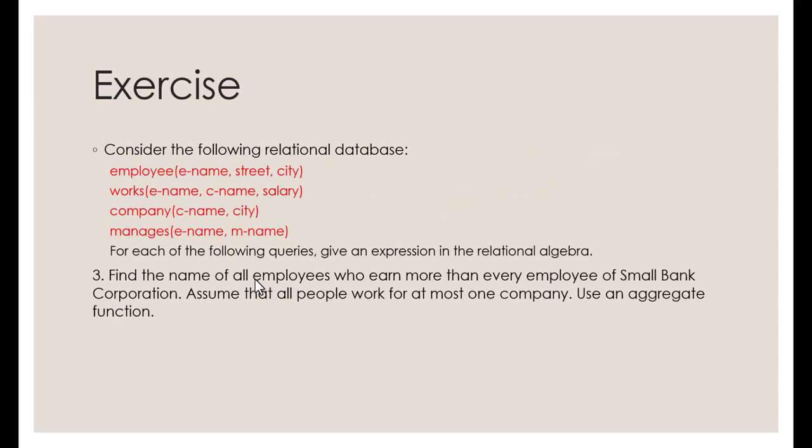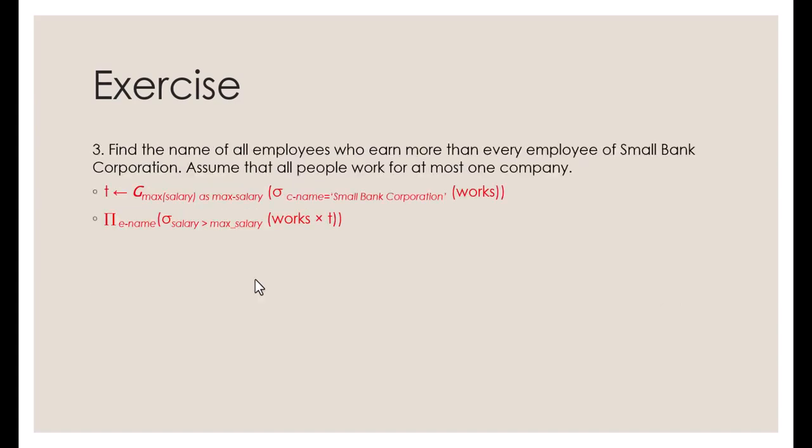Here, last one is find the name of all employees who earn more than every employee of Small Bank Corporation. Assume that all people work for at most one company, and make sure you use the aggregate function. Okay, so go ahead and pause it, and you should be taking about 4 to 5 minutes per query. Okay, so let's take a look at how we can do this.